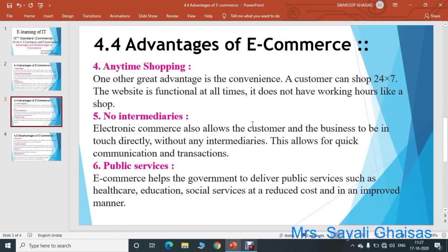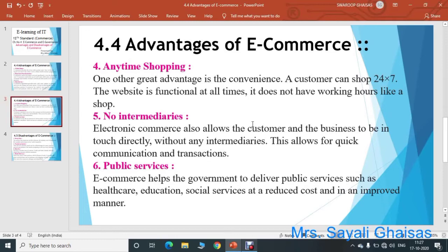This allows for quick communication and transaction. So there is no intermediary between customer and business. That's why they can easily and quickly communicate and the transaction can easily happen within less time. That is an advantage, no intermediaries.